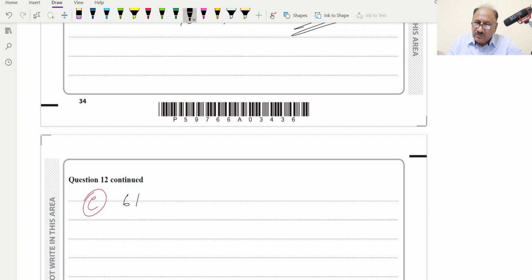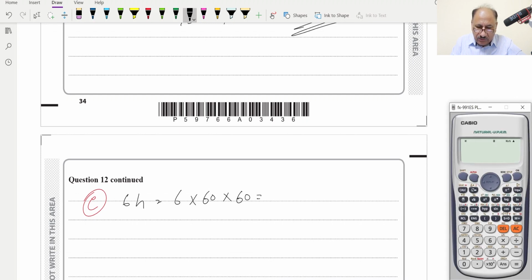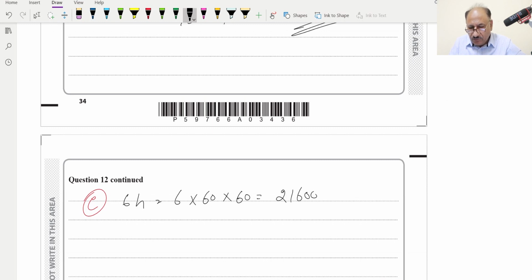So 6 hours will be equal to 6 multiplied by 60, and this will be minutes, and further multiply by 60, this will be seconds, and this will be 6 into 60 into 60. This will be equal to 21600 seconds.